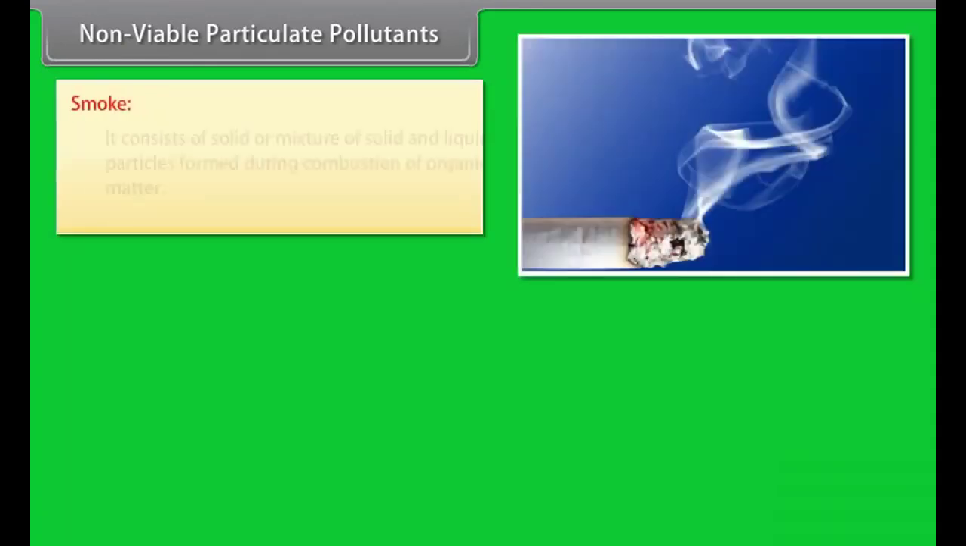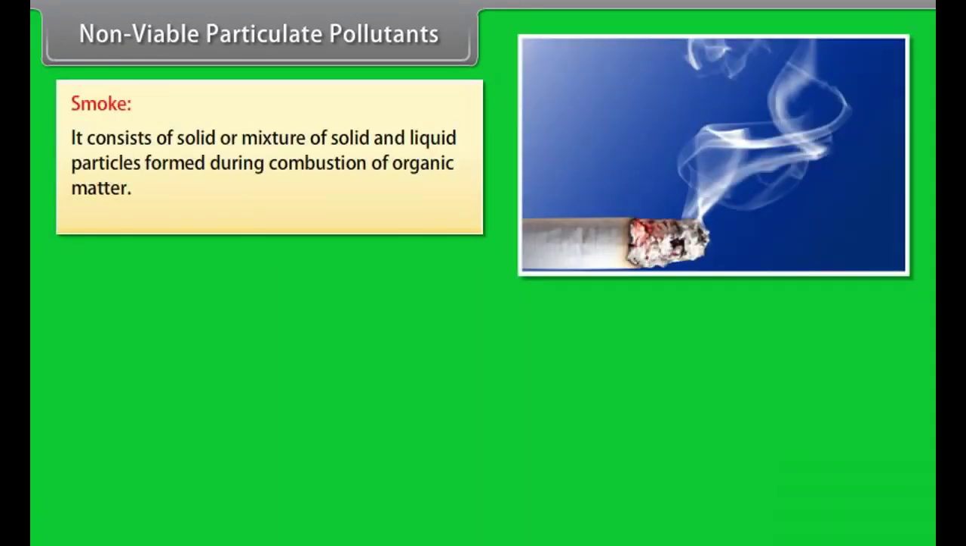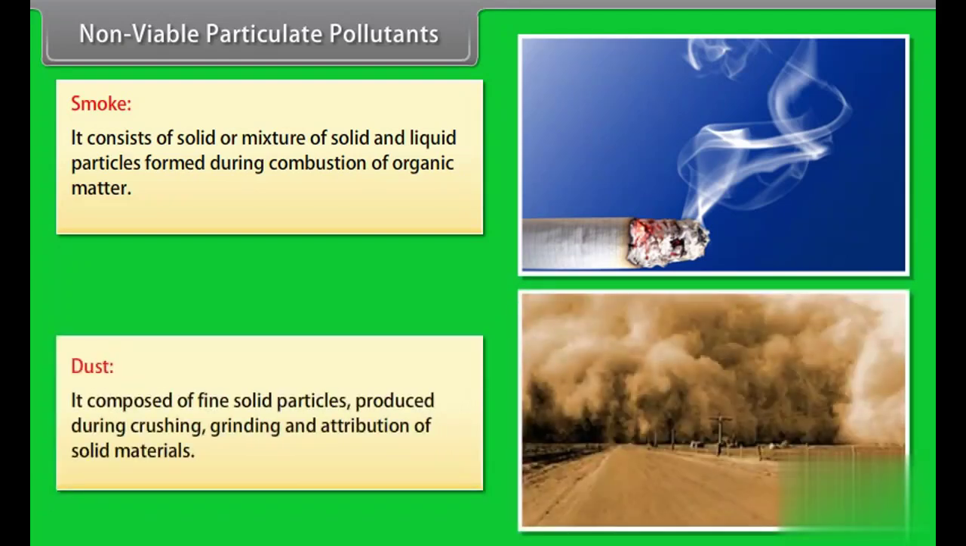Non-viable particulate pollutants. Smoke. It consists of solid or a mixture of solid and liquid particles formed during combustion of organic matter. For example, cigarette smoke, smoke from burning of fossil fuel, oil smoke, etc. Dust. It is composed of fine solid particles produced during crushing, grinding and attrition of solid materials. For example, dust from woodworks, pulverized coal and fly ash from factories, dust storms, etc.